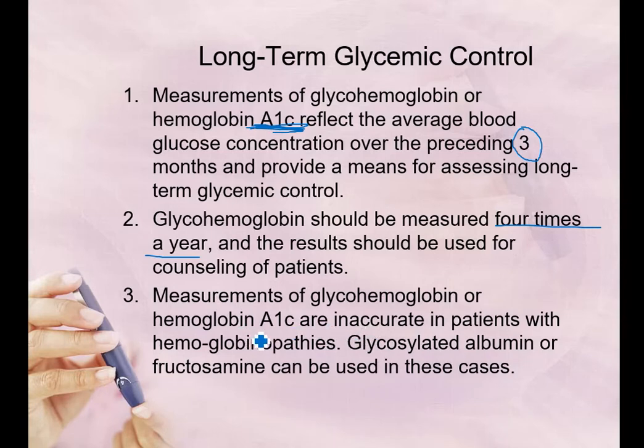Measurement of the glycohemoglobin or hemoglobin A1C is inaccurate in patients with hemoglobinopathy, so instead of hemoglobin A1C, glycosylated albumin or fructosamine can be used in this situation.